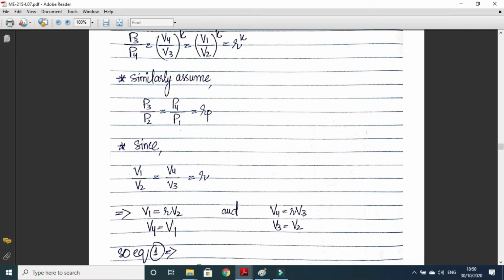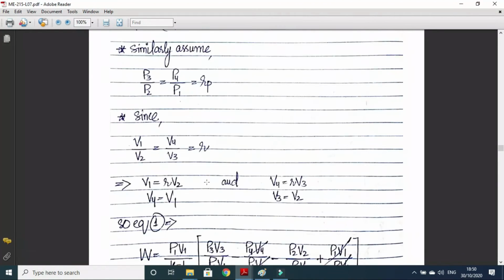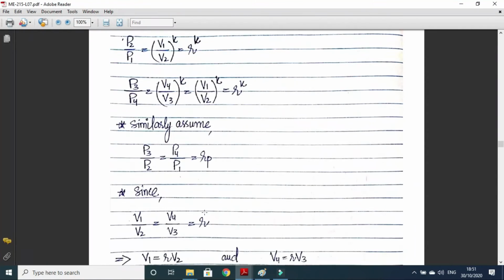V4 is equal to RV3, and V3 is equal to V2. We can use these formulas. Now we can put these values in equation number 1. So what we have done, we have taken P1 V1 common. First we have taken P1 V1 common.